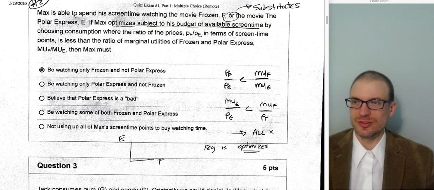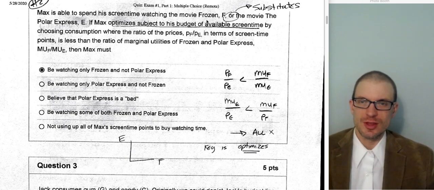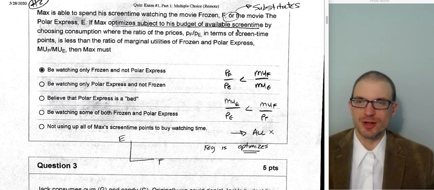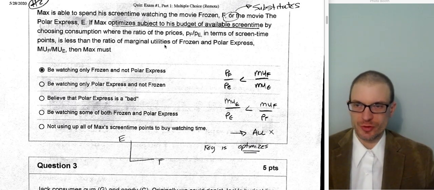All right, so Max is able to spend his screen time watching the movie Frozen. F is the quantity of Frozen, or the movie Polar Express, E. If Max optimizes subject to his budget of available screen time by choosing consumption where the ratio of the price, PF, price of Frozen, divided by PE, price of Polar Express, in terms of screen time points, is less than the ratio of marginal utilities of Frozen and marginal utility of Polar Express, then what's true about Max's consumption?